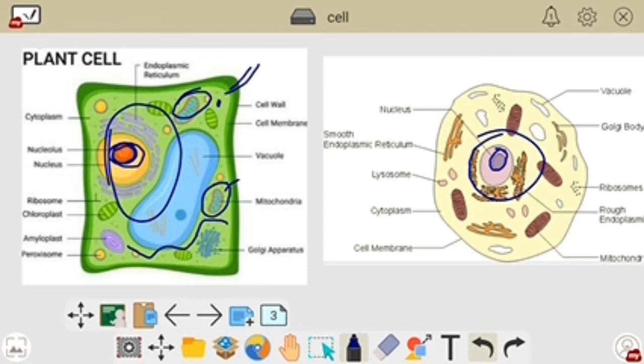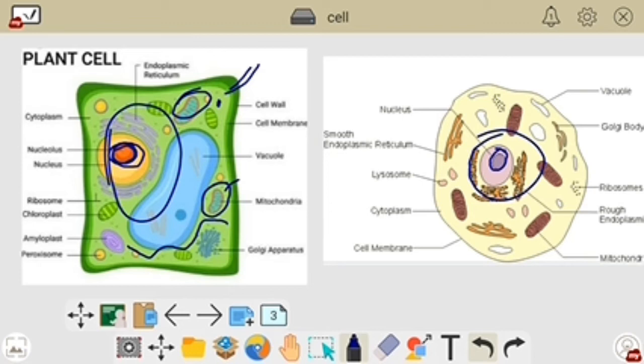So what is the function of a vacuole? The function of vacuole is to hold air, water, food inside the cell, and it also contains the waste materials. Okay, and what is the function of cell membrane? The function of cell membrane is to control the materials which come into or go out from the cell.